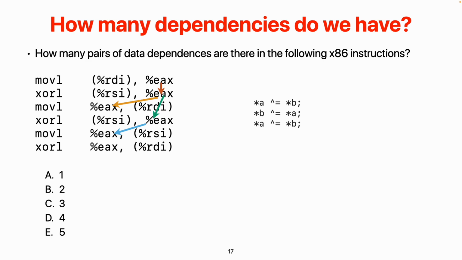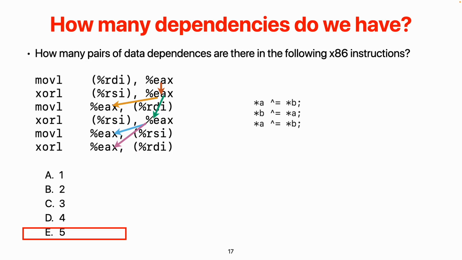Are we waiting for RDI? We want to have the value of RDI, right? But typically when we talk about data dependency, we don't count the memory locations in. But even with that, we still have EAX as the data dependency. Most of you pick 4, but the answer is actually 5.